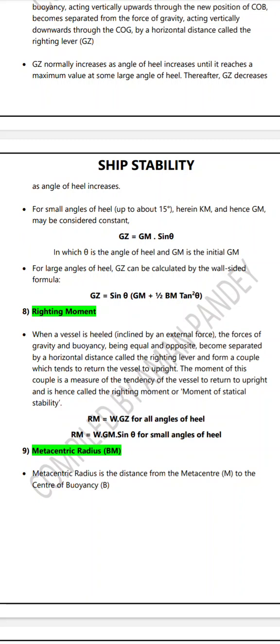For small angles, GZ equals sine theta times (GM plus half BM tan square theta). For very small angles, GZ equals GM sin theta.